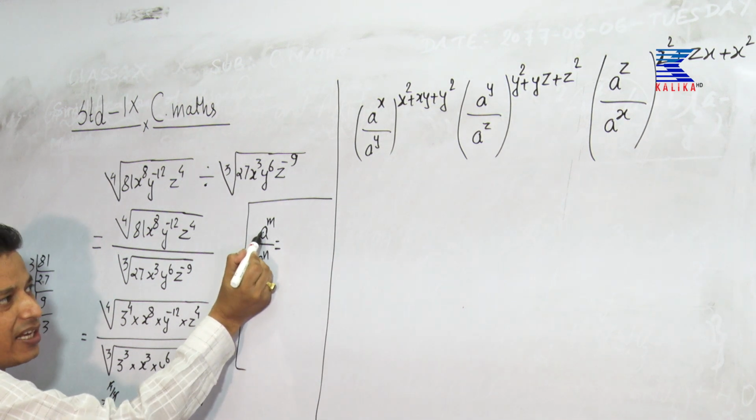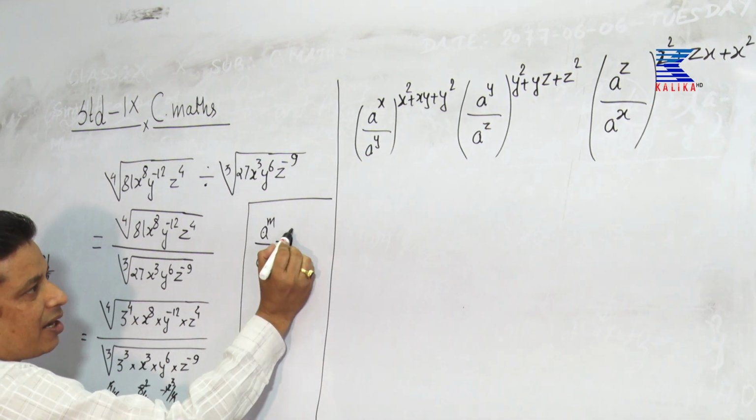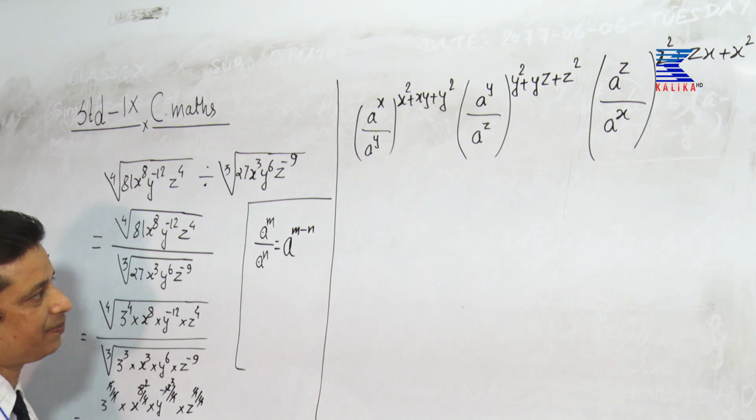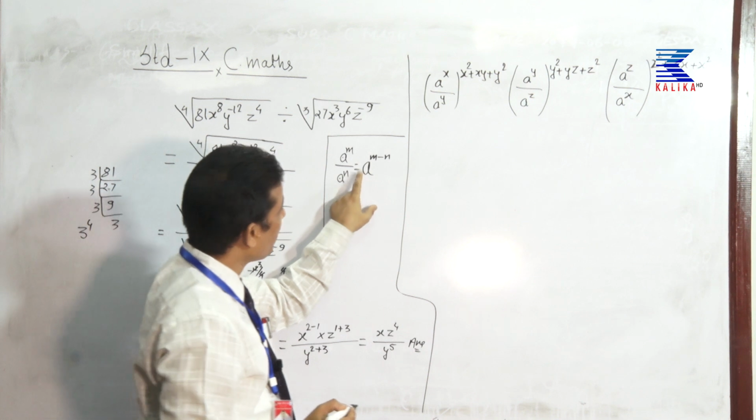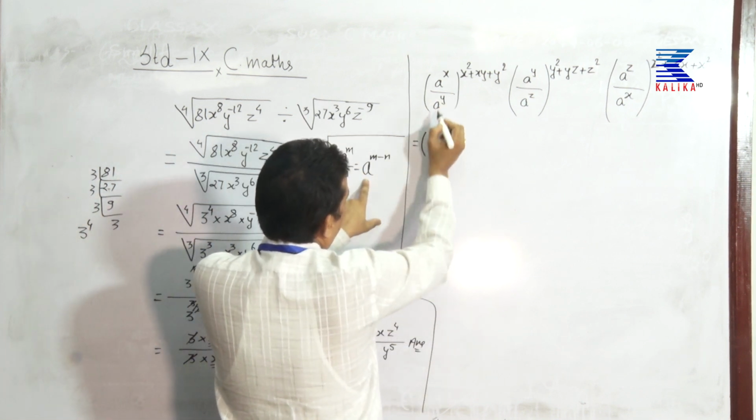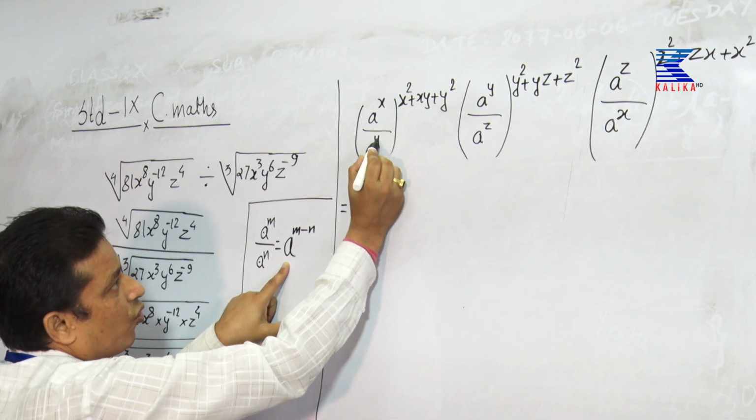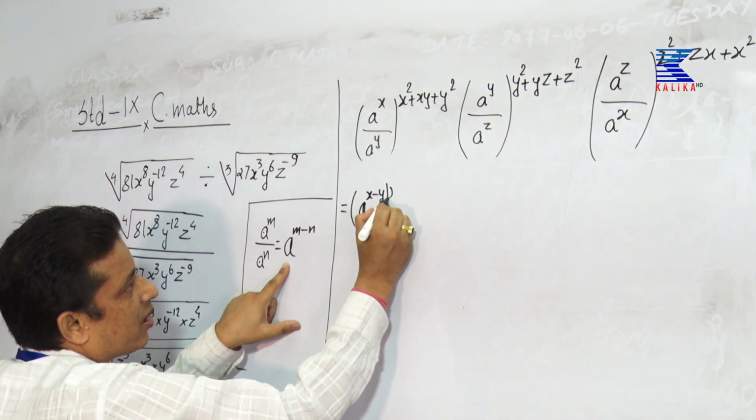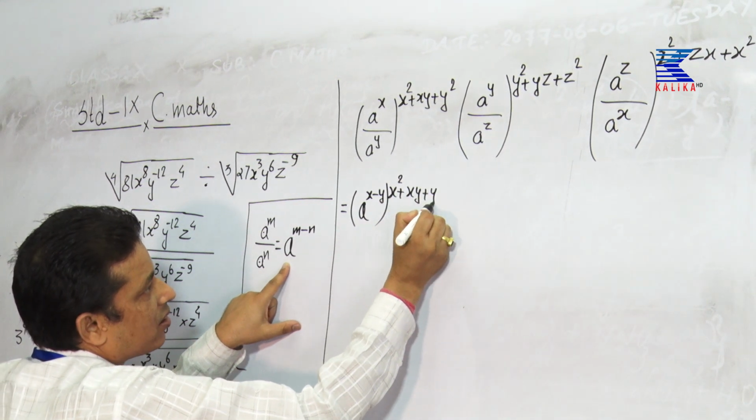Base is same. This is a, this is a. Both bases are same. We can write a single base, and m is there. Now m goes up and it becomes minus m. This rule we have already discussed. So let's follow this law at first. So it will be a to the power, x is there in the numerator, y goes up, it becomes minus y, to the power, what is this? X square plus xy plus y square.